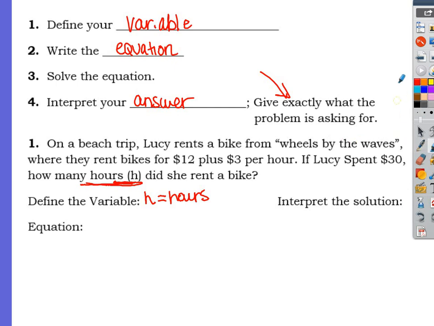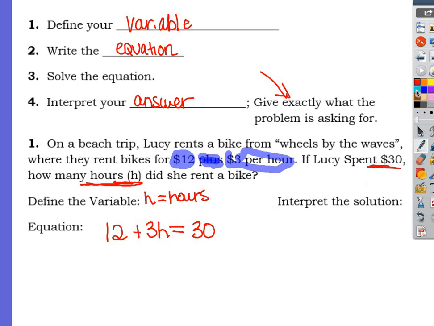So then we're going to go back and pick out some key things. The first thing is this $12 plus $3 per hour. Essentially, she paid $12 just for walking into the bike shop, right? It costs $12 plus $3 per hour. So we don't know how many hours, but it's going to be 3 times however many hours she rented it for, and that's all going to equal 30 because she spent $30. And then from here, we just solve this like a 2-step equation. So we're going to get rid of the constant by subtracting 12.